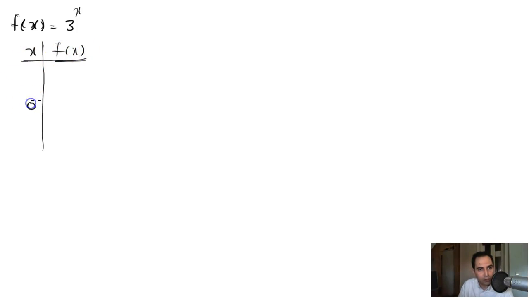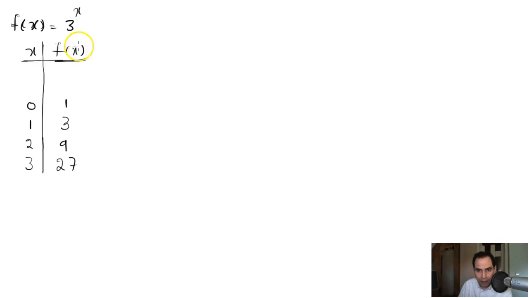When your x is equal to 0, f of 0 is equal to 3 raised to the power 0, which is equal to 1. When your x is equal to 1, then f of x is equal to 3 raised to the power 1, which is equal to 3. When your x is equal to 2, then f of 2 is equal to 3 squared, which is equal to 9. When your x is equal to 3, f of 3 is equal to 3 cubed, which is equal to 27.